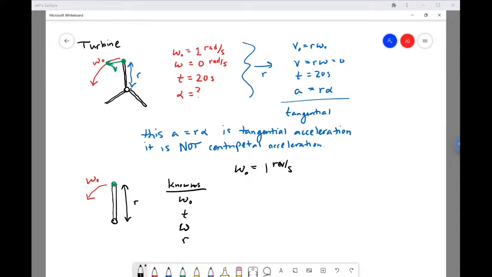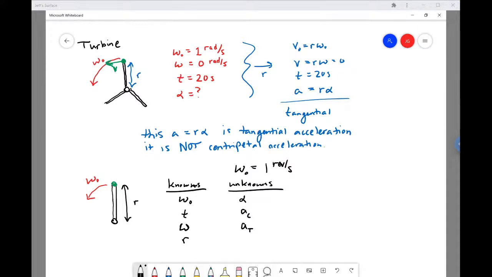While you're thinking about that, let's keep going here. So in this problem, the unknowns are the angular acceleration. You also want to figure out what the centripetal acceleration is. I'll call that A sub c. And then you also want to know the tangential acceleration. I'll call that A sub t. So what are those? And Holly's got the answer.